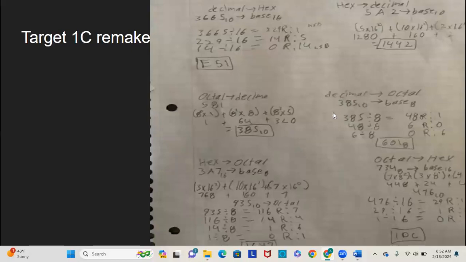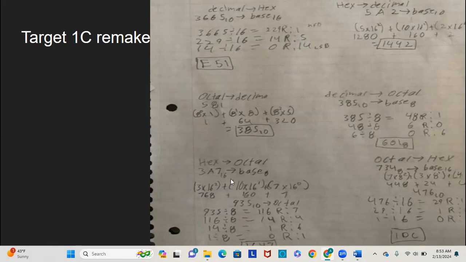Now I go from decimal to octal. You take the decimal number 385 and divide it by 8, you get 48, remainder 1. Divide 48 by 8, you get 6, remainder 0. And then 6 divided by 8 gives you 0, remainder 6. And the answer is 601 in octal.